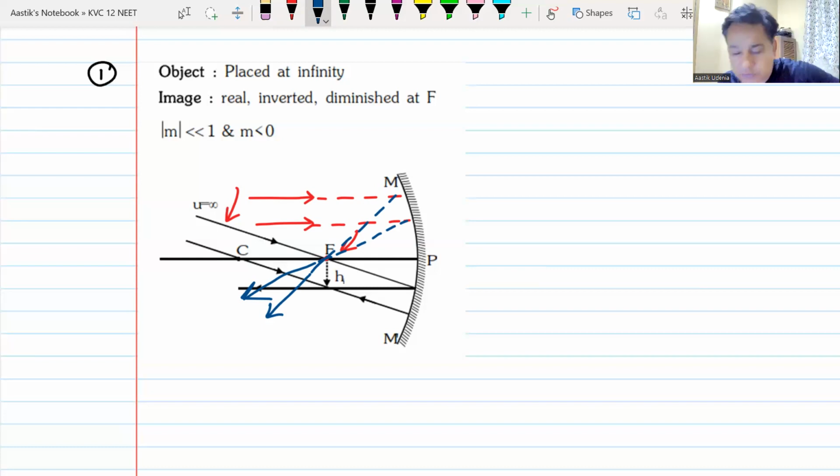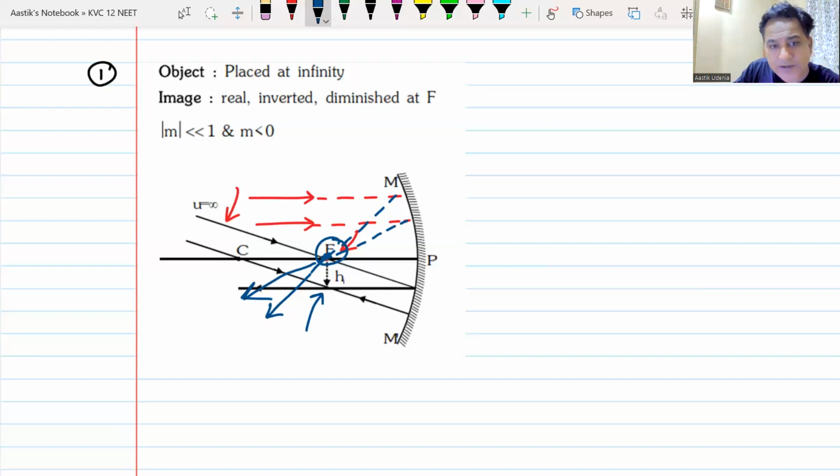The difference between the two diagrams is when the rays are parallel to the principal axis, I get the image exactly at the focus. If the rays are not parallel to the principal axis, I get the image at the focus, but it is not a point image. You will have some height of the image. Do we understand this? Yes, sir. This is point number one. You may not have to draw the diagram. No one is going to ask you to draw the diagram. This is just for your understanding about what the position is and how the image is formed.